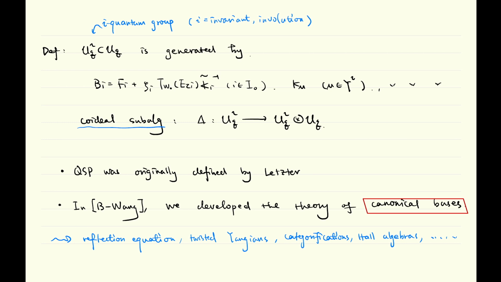And in joint work with Weiqiang Wang, we developed the theory with canonical basis, which I'll mention how to use in a minute. But basically, that leads to many other reflection equations, the K-matrix, as Andrei mentioned, and also many developments following, such as twisted Yangians.